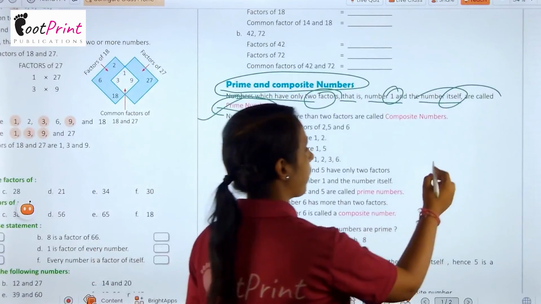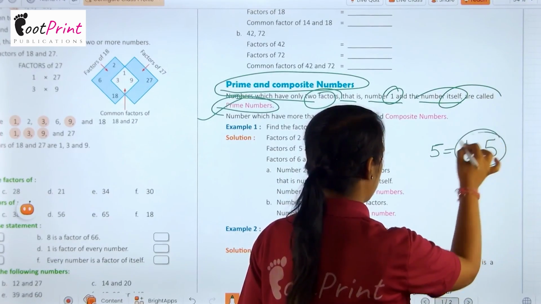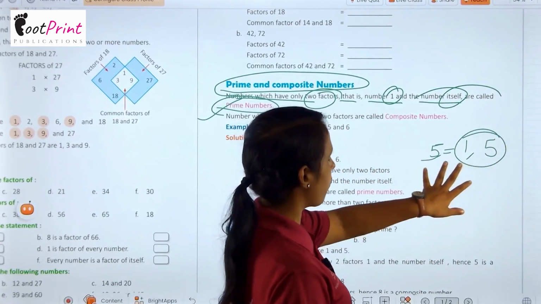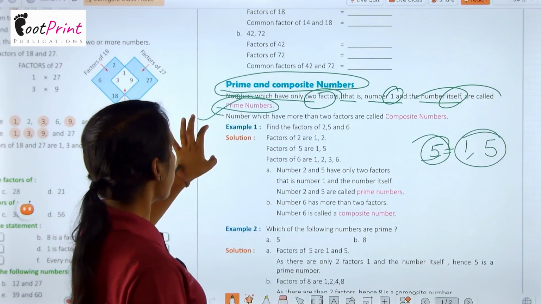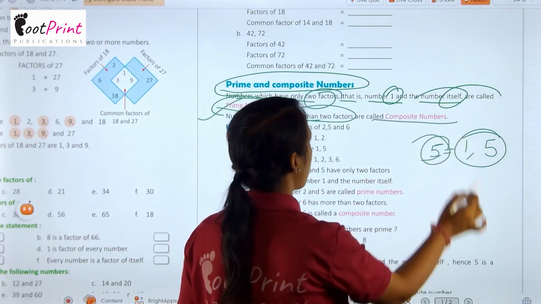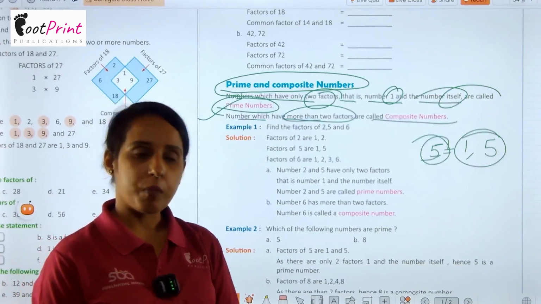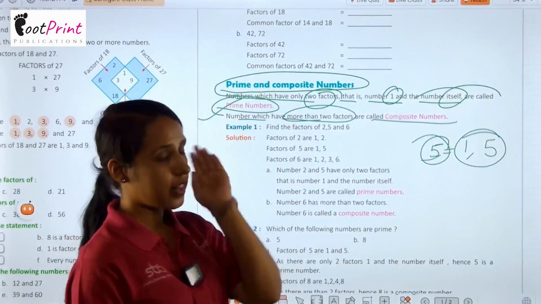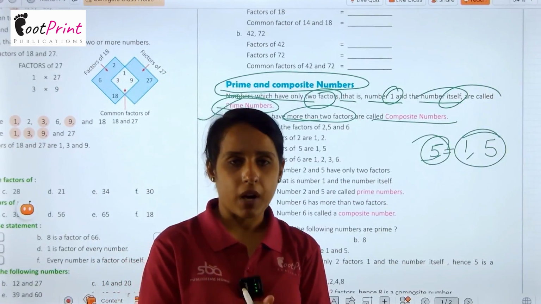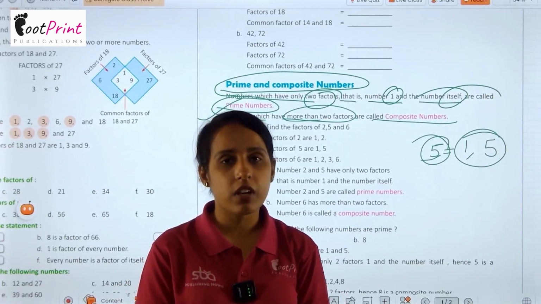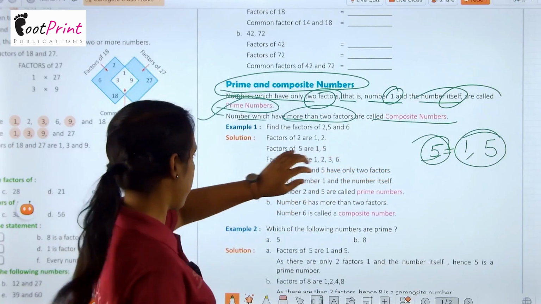For example, if we find out the factors of 5, so here 1 and 5 are the factors of 5. So there are two factors of 5, so we can say that 5 is a prime number. Okay, and a number which has more than two factors is called a composite number. And such numbers which have more than two factors, what are they? Composite numbers. So we can say that numbers which have only two factors, 1 and the number itself, are prime numbers. And given numbers which have more than two factors we call composite numbers.